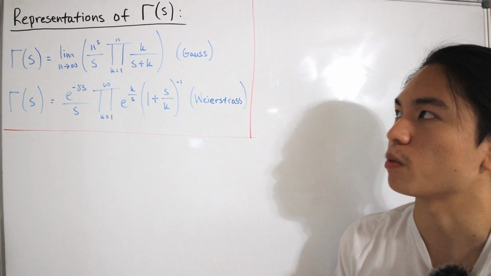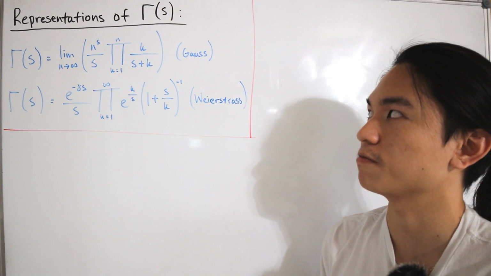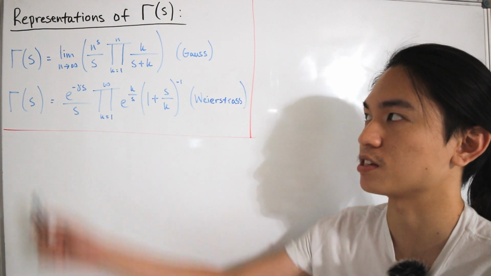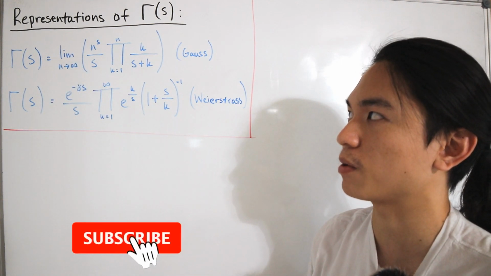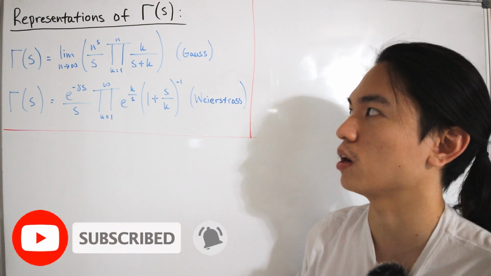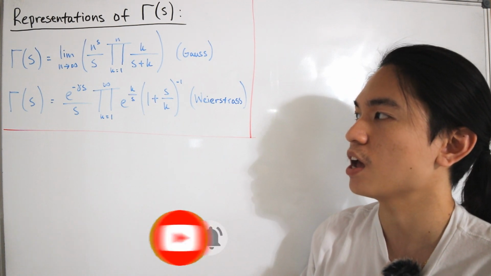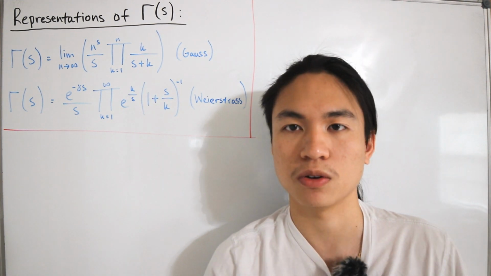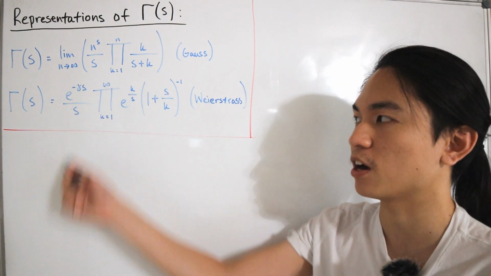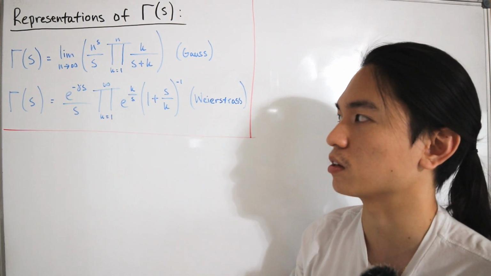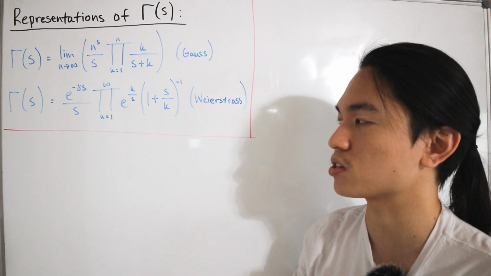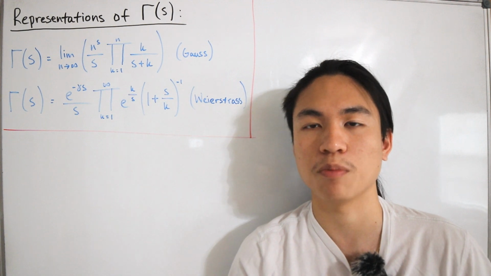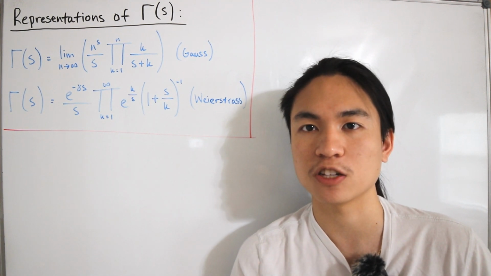So here we are given two different representations of gamma: one derived by Gauss and another derived by Weierstrass. Gauss's definition of gamma says that we have the limit as n approaches infinity of n to the power s divided by s, multiplied by the partial product of k divided by s plus k. As for Weierstrass's definition, we have e to the power negative gamma, otherwise known as the Euler-Mascheroni constant, multiplied by 1 over s, and then multiplied with the infinite product of e to the power s over k, multiplied with the inverse of 1 plus s over k. And of course, with the gamma function, this is valid for all complex numbers s, except for the non-positive integers.